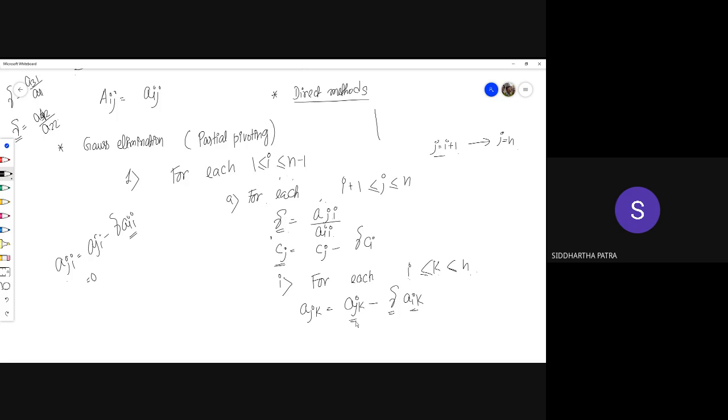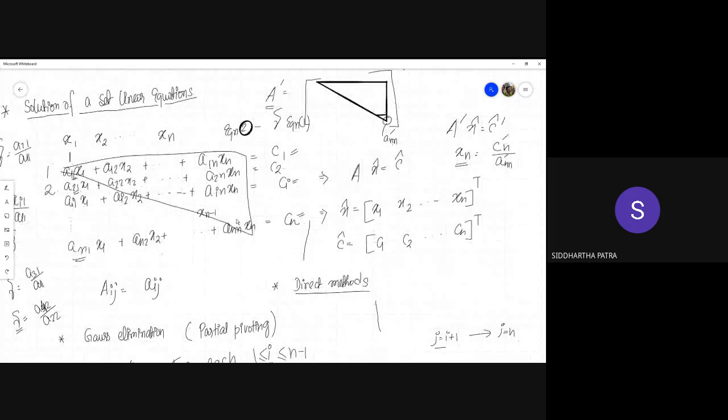Now ideally, the subtraction should happen for k going from 1 to n. But why am I writing it from I to n? Because with all the eliminations that happen before a given I, the coefficients with index smaller than I, for example AJ(I minus 1), all of those coefficients are already 0. Because you are repeatedly doing all those eliminations.